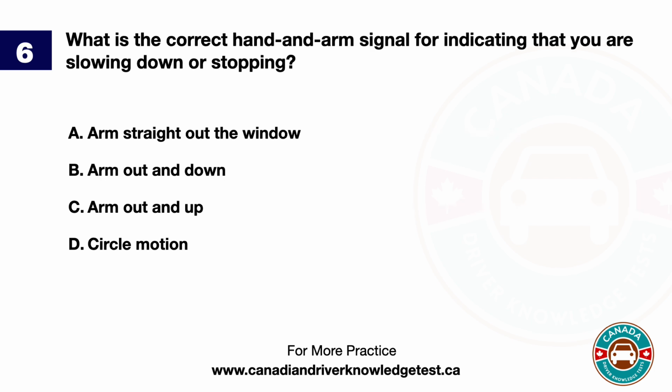Question 6. What is the correct hand and arm signal for indicating that you are slowing down or stopping? A. Arms straight out the window. B. Arm out and down. C. Arm out and up. D. Circle motion. The answer is B. Arm out and down.